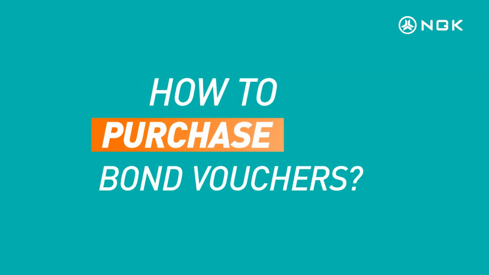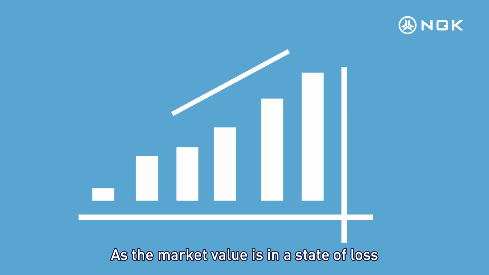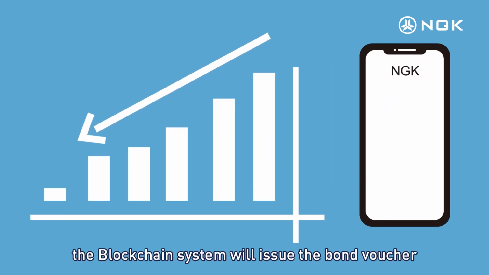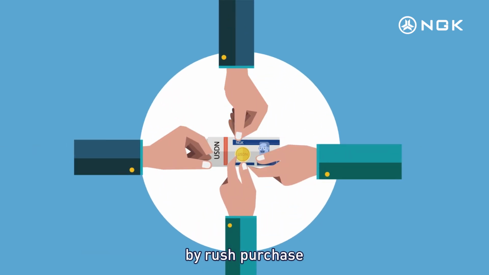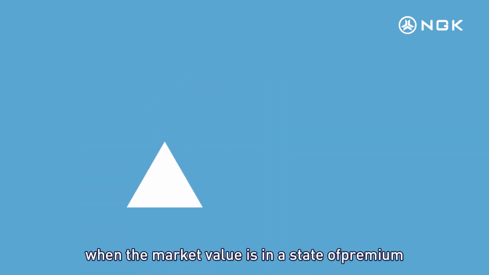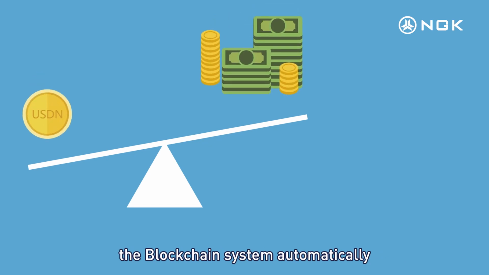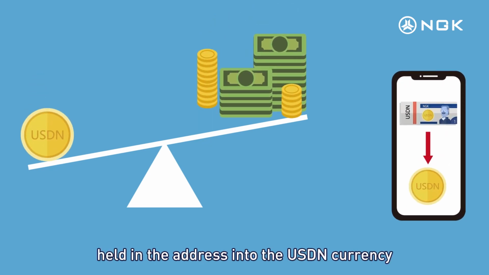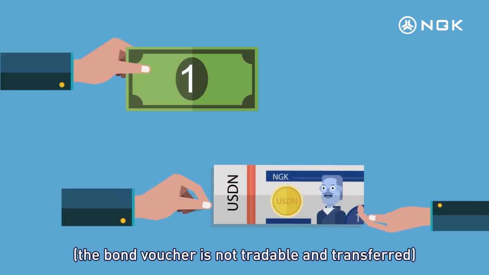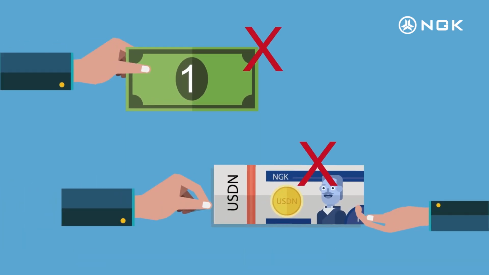How to purchase bond vouchers. As the market value is in a state of loss, the blockchain system will issue the bond voucher, and the user can obtain the USDN bond voucher by rush purchase. When the market value is in a state of premium, the blockchain system automatically converts all the bond vouchers held in the address into the USDN currency. The bond voucher is not tradable or transferable.